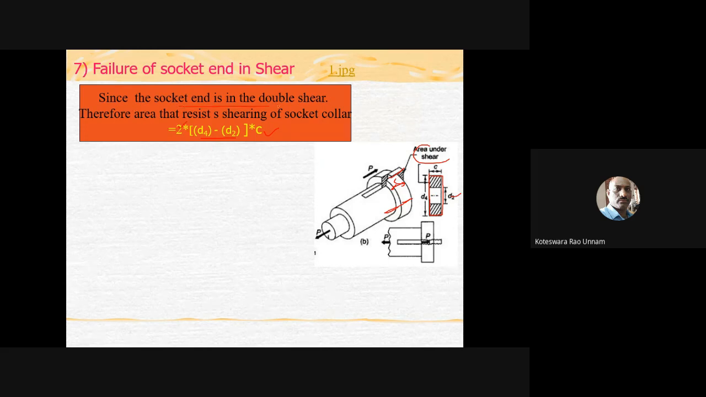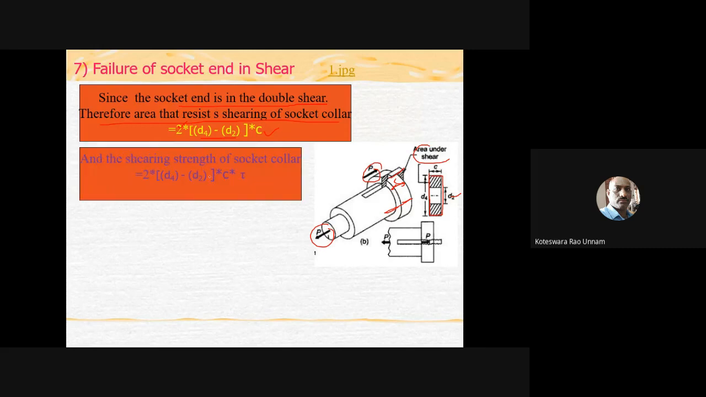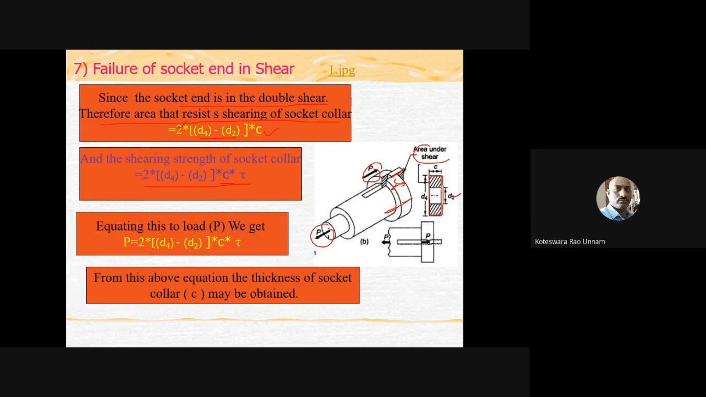Since the socket end is in double shear, the area that resists the shearing of the socket collar is 2 into D4 minus D2 into C. This should be equal to your applied load, which is again P. From that you can calculate the parameter C, that means the width of the socket collar. So the equation is 2 into D4 minus D2 into C into tau, and it should be equal to your applied load P.